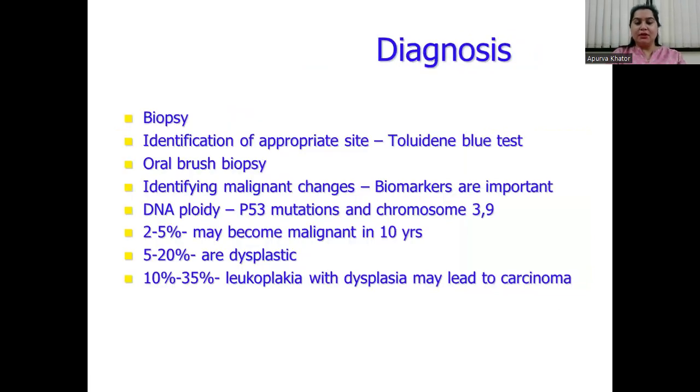Coming to the diagnosis, usually the clinical examination and the appearance is very typical of leukoplakia, along with the history of tobacco chewing. But to be certain, we can definitely go for a biopsy. Toluidine blue test can be done to identify the proper biopsy site. Oral brush biopsy can also be taken. Certain biomarkers are important to identify the malignant changes. 2 to 5% of leukoplakias may become malignant over a period of 10 years. 5 to 20% of leukoplakias are dysplastic, and 10 to 35% of leukoplakias with dysplasia may lead to carcinoma.